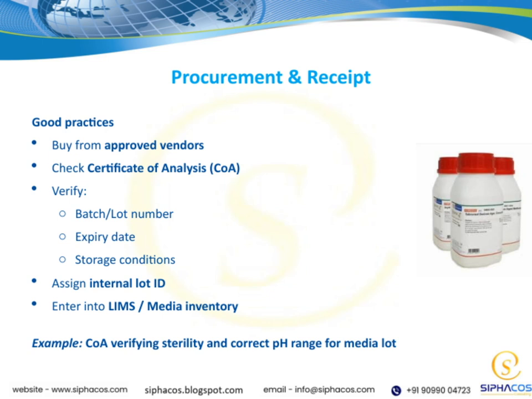Once verified, assign an internal lot ID to keep track of everything efficiently. Then, enter this information into our Laboratory Information Management System, or LIMS, or update the media inventory accordingly. For example, when verifying a COA for media, we look at sterility and the correct pH range. These checks are crucial because they directly impact the reliability of our experiments and processes. Overall, following these best practices helps us maintain high quality and consistency throughout our work.